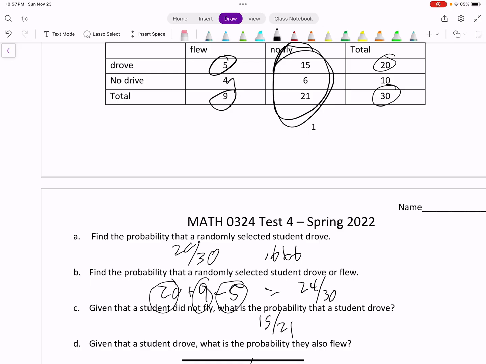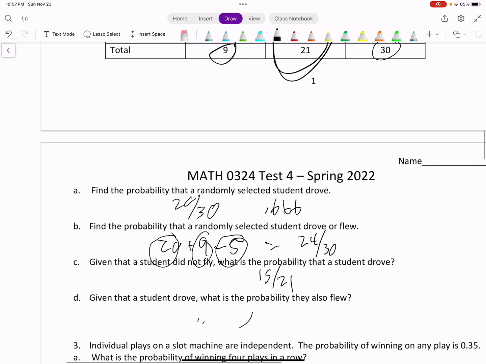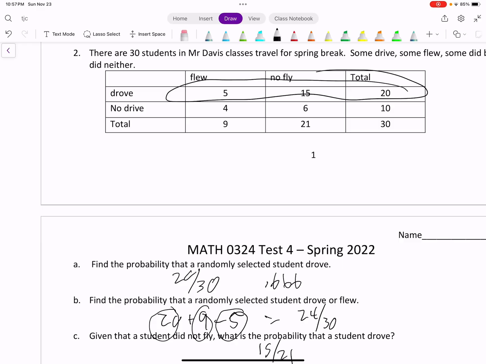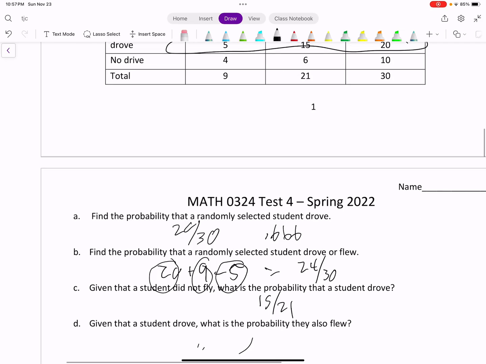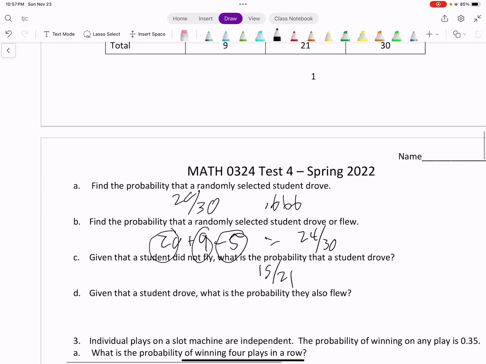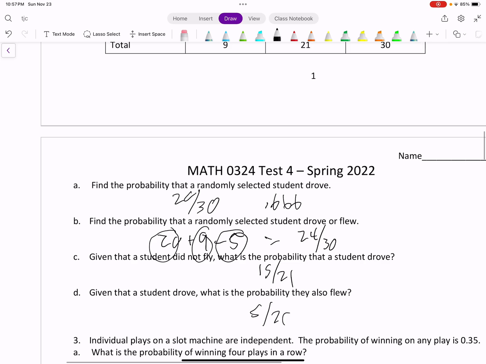Okay. Next one is given the student drove, what is the probability they also flew? So now we're at the drove row. That's the only thing that exists. So then it asks the question, if a student drove, what is the probability that they flew as well? Well, that would be 5 out of 20. Okay.